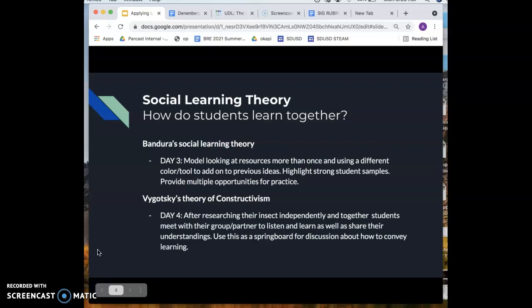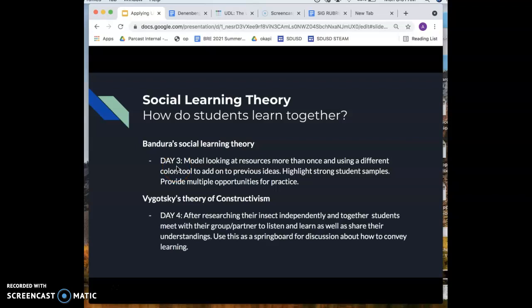So incorporating social learning theory into this unit was a key component because we know that students learn from one another and it adds value to their experience. I've incorporated social learning theory into this unit in a couple of different ways. First, Bandura's social learning theory of observing and mimicking behavior. This can be seen in day 3.